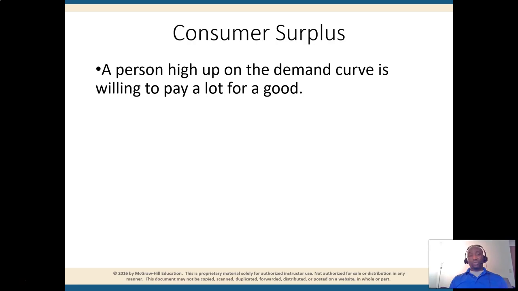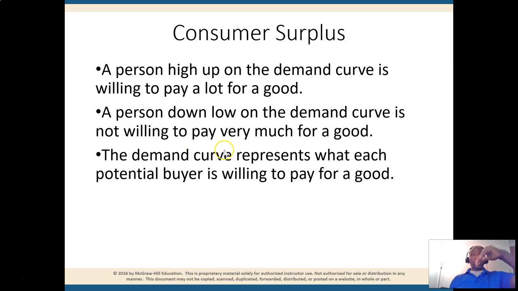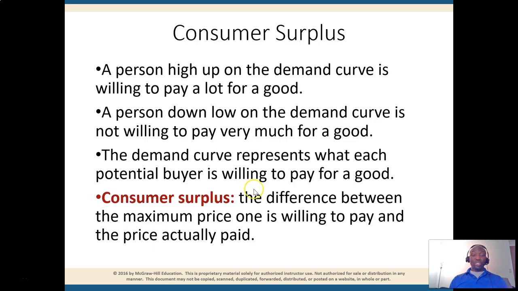So a person higher up on the demand curve is willing to pay a lot, and the person lower is willing to pay a low price. So the demand curve represents what each potential buyer is willing to pay. That's what this is saying, and we're going to see the graph. The consumer surplus is the difference between what you're willing to pay, your maximum, and what you actually pay. And that's why a lot of people prefer selling their stuff on eBay, because if I really, really like it, I will show how much I'm willing to pay because I really want it. And that's the same situation with housing right now, where the prices are going up and people try to increase what they're willing to pay.